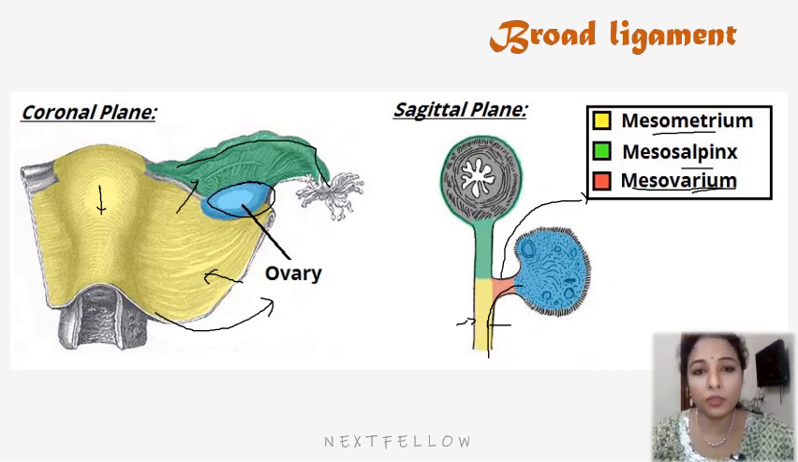Let's see the contents of this broad ligament. If you see the contents, it contains the ovarian artery, nerve and vein. So we can call it the ovarian neurovascular bundle. The broad ligament also contains the ovarian ligament of the uterus, which is a remnant of the gubernaculum of the embryo.